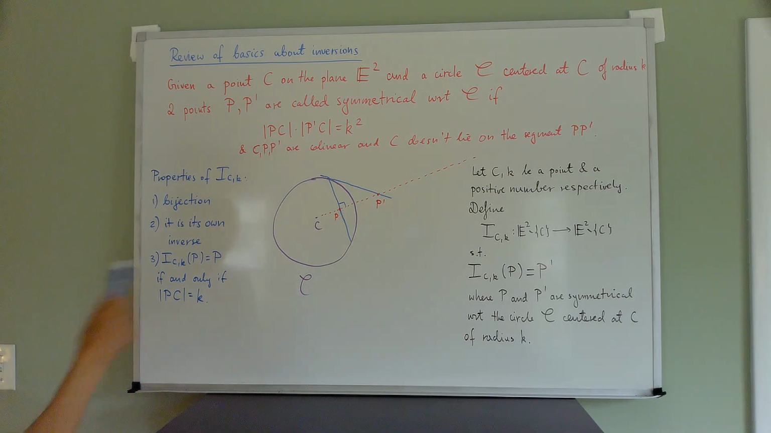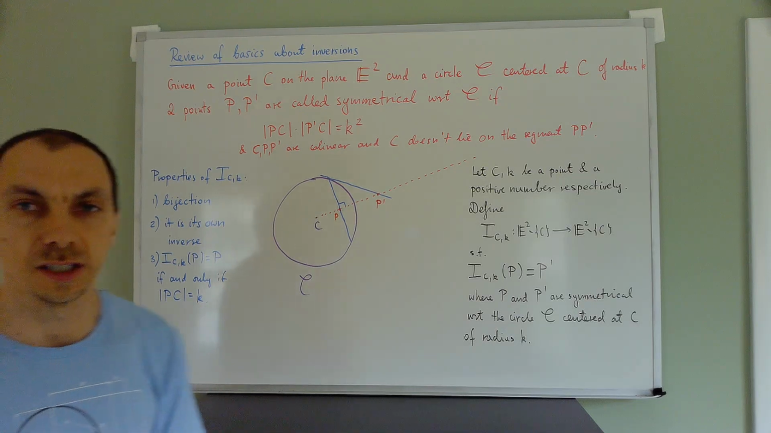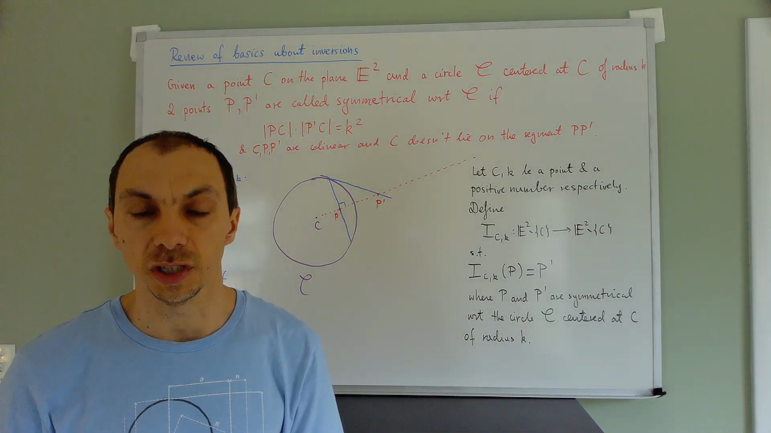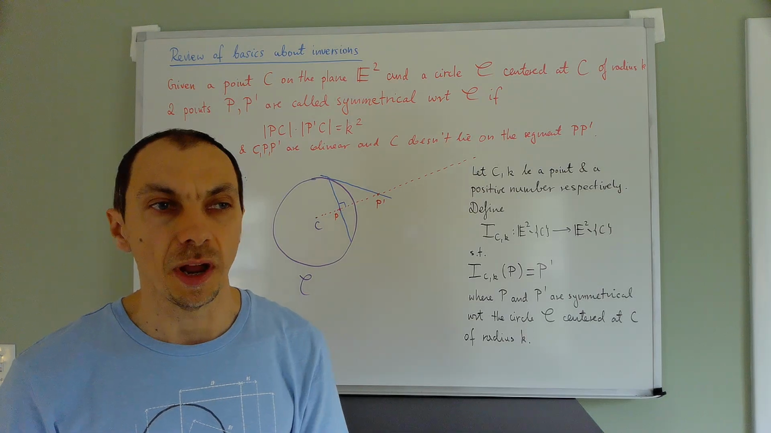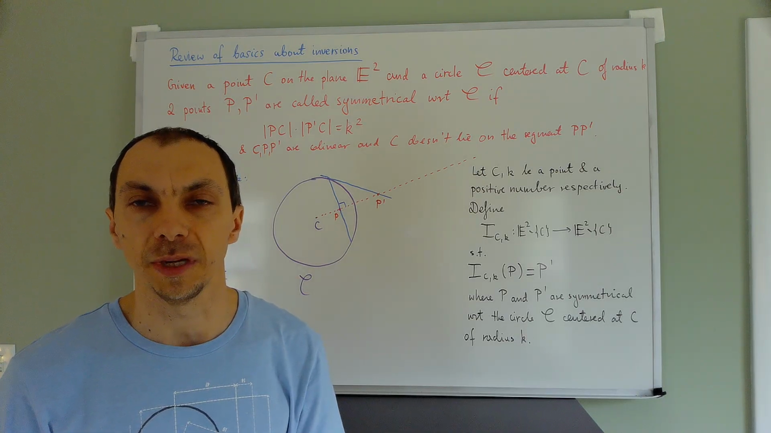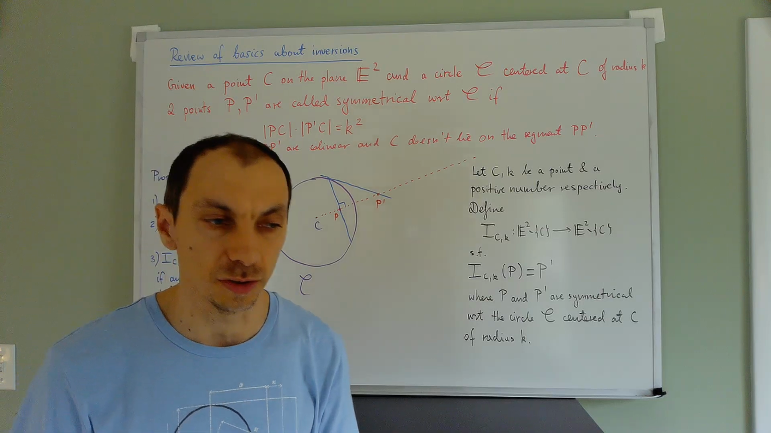So a point is fixed if and only if its distance from C is equal to K. These are some basic properties of inversions, and we spent maybe the last two lectures trying to understand where inversion maps various geometric objects, in particular lines and circles.